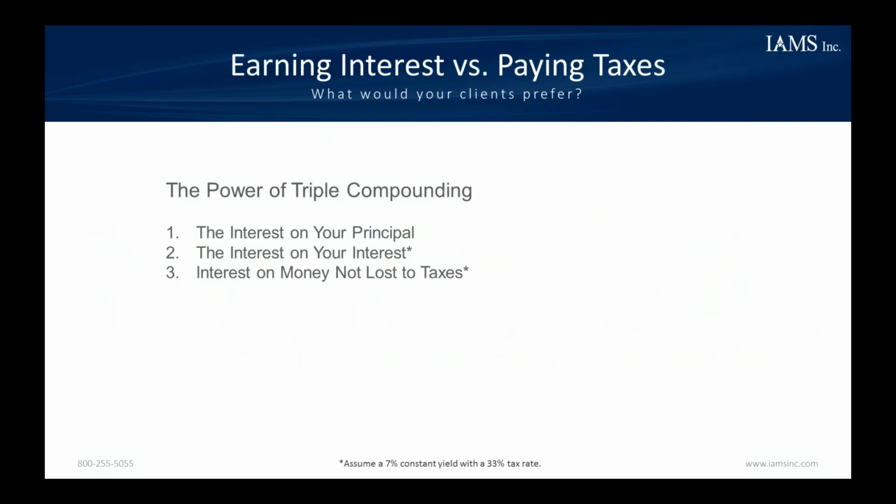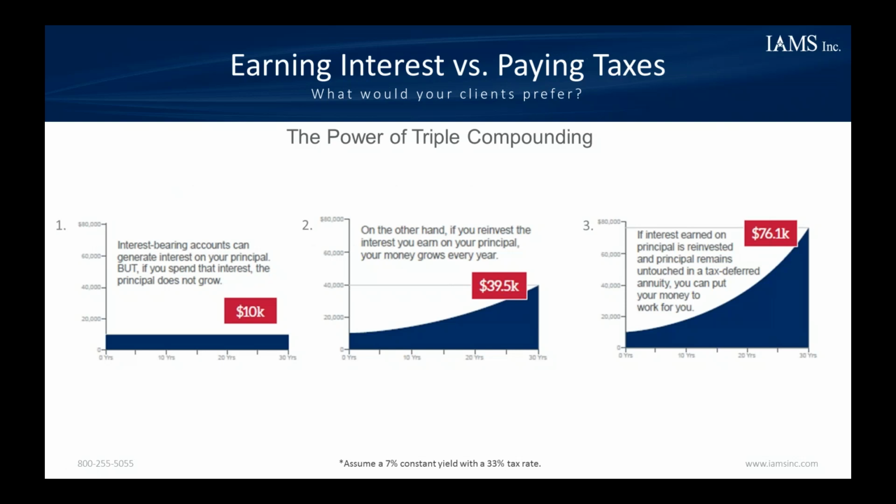So in this example, we're going to assume, as it says at the bottom, a 7% yield and a 33% tax rate. Again, we can use any numbers, but the result will be similar. So in our first example, interest-bearing accounts do generate interest on your principal, but if you're spending that or taking the interest growth off the top, you're not gaining anything. So that's true with really anything.